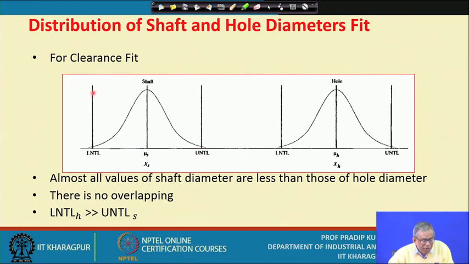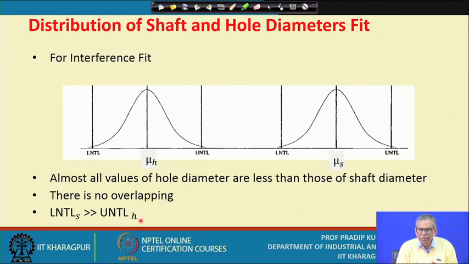Now almost all values of the shaft diameter are less than those of the hole diameter. That means the shaft dimensions are all lying over here, whereas the hole dimensions are all lying over here. Suppose you are producing 10,000 such shafts as well as 10,000 such bearings. So you have 10,000 values over here and 10,000 values over here. So this is the distribution. There is hardly any overlap, there is no overlapping, and the lower natural tolerance limit for the hole is significantly greater than the upper natural tolerance limit of the shaft. So you just refer to this diagram, keep in mind this figure, and everything is made very clear.